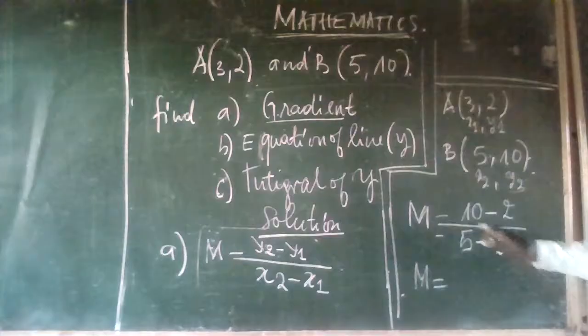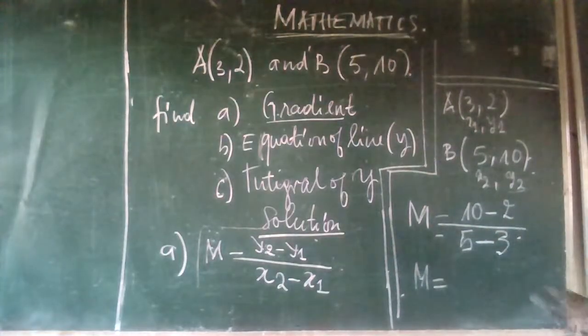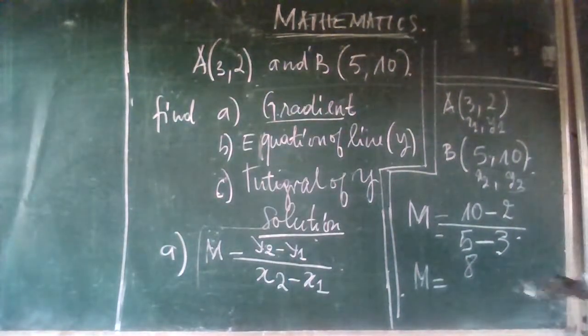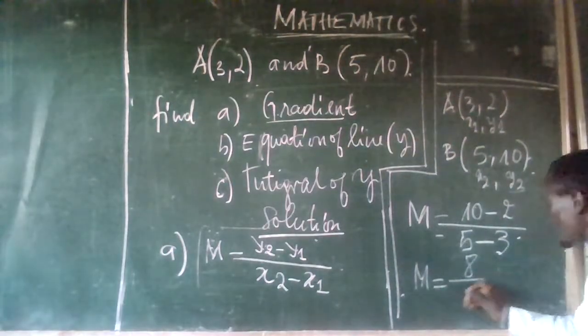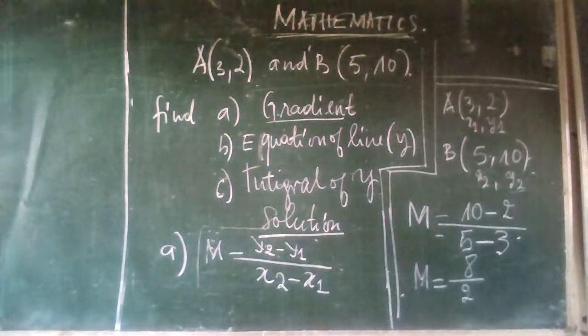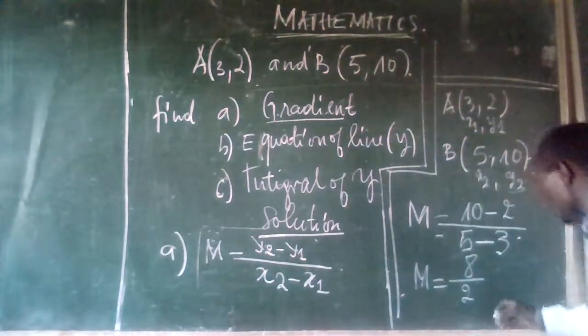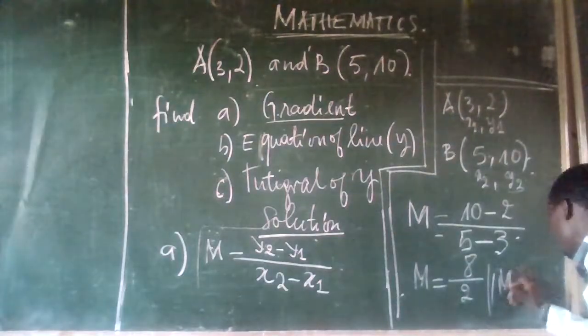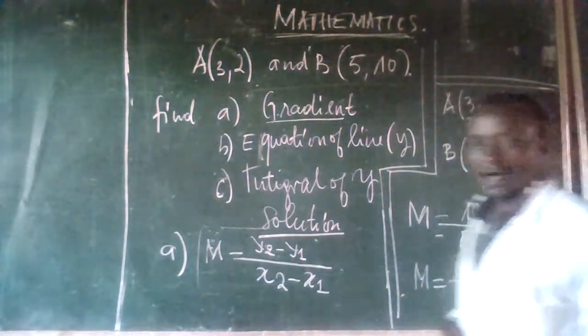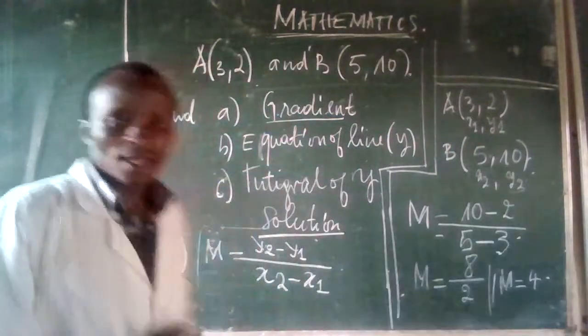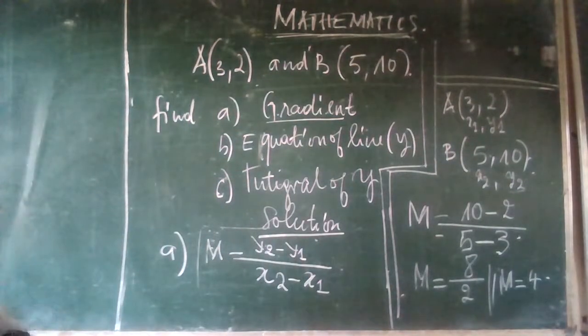it will be 10 minus 2, remaining with 8. This 5 minus this 3 will remain with 2. Are we together? Then our gradient will be 8 over 2, which remains 4. This is our gradient. It will be equal to this number 4. So are we together there? Dear students, are we together?